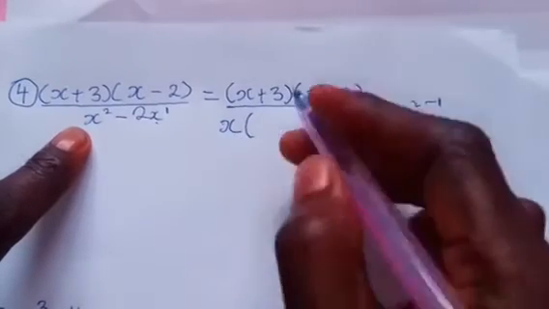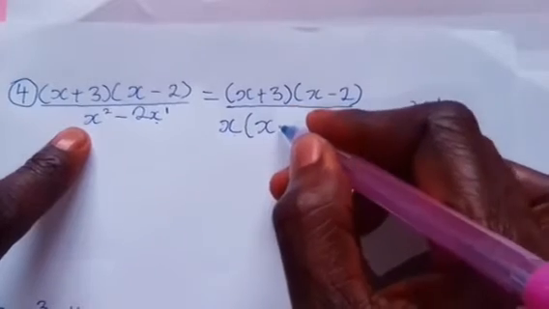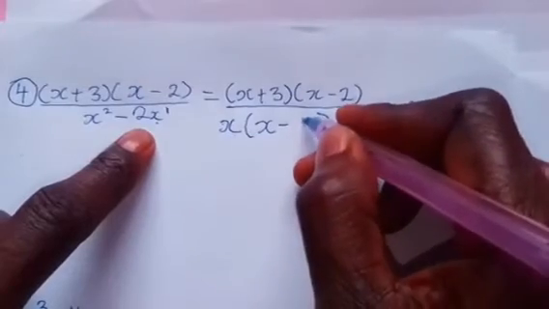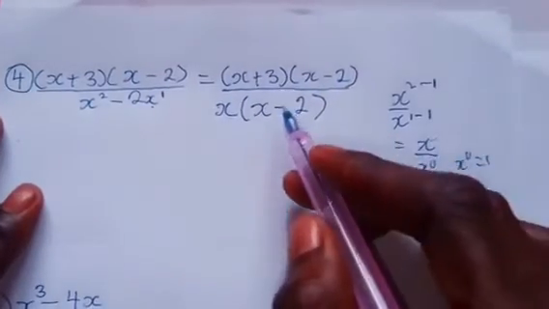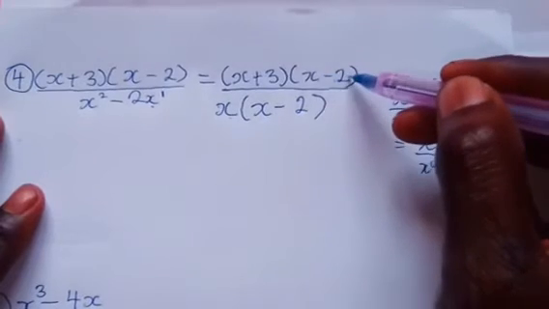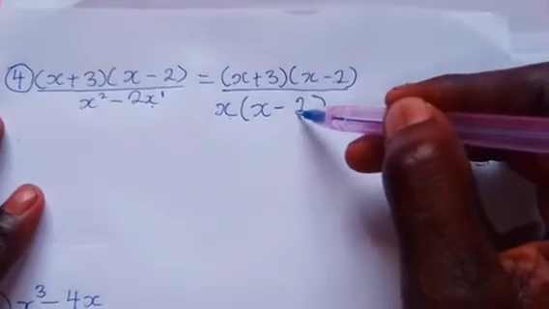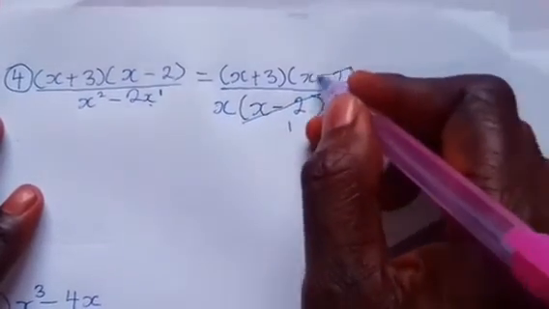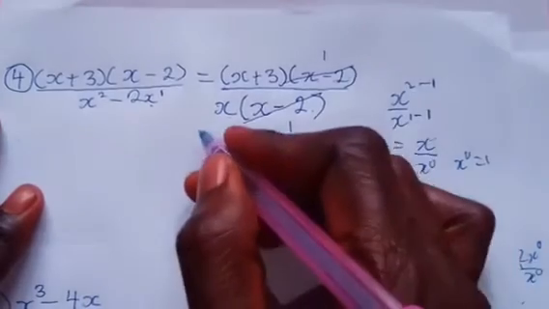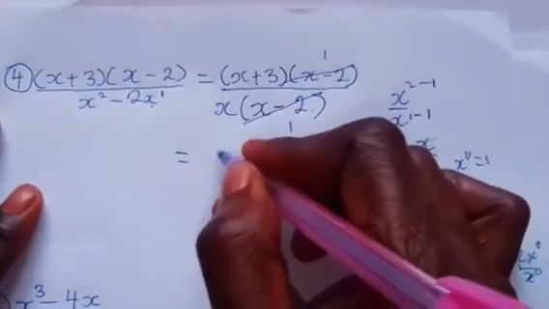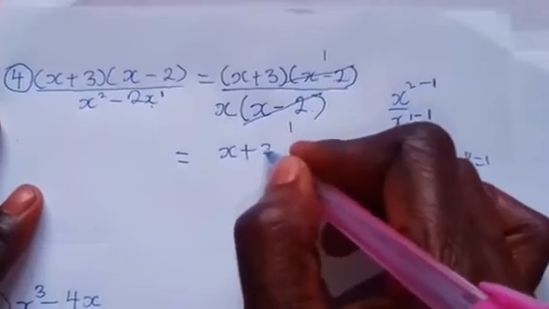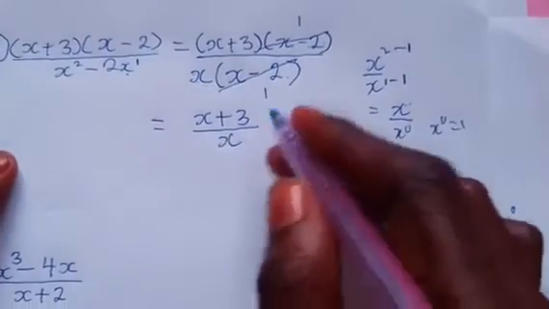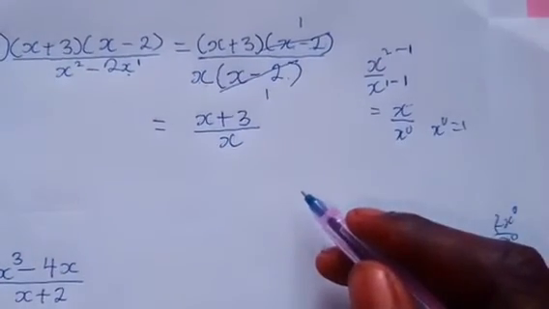Okay, so if you divide by 2, you are going to have what? X. Then minus, if you divide 2x by x, you are going to have 2. So if you observe again, there is a x minus 2 at the top, and there is a x minus 2 at the bottom. So both terms will have to cancel out each other, and then in the next step you'll be left with what? X plus 3, then all divided by x. So this is the answer to the fourth question.